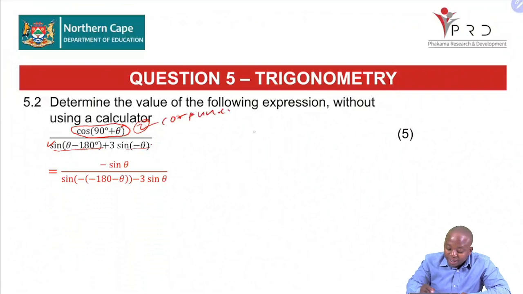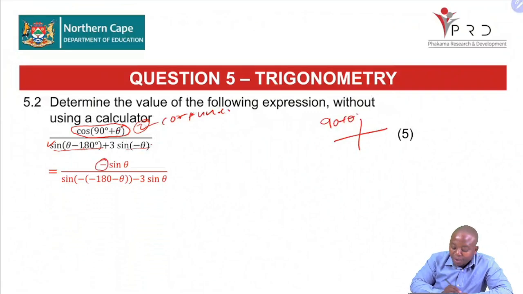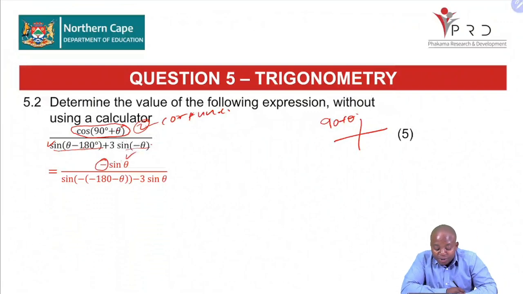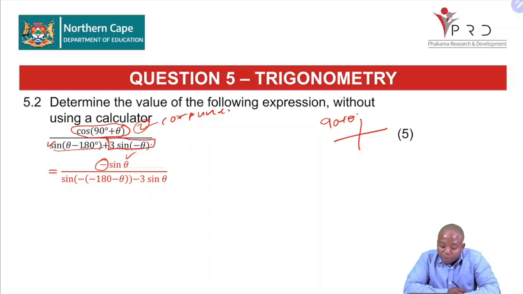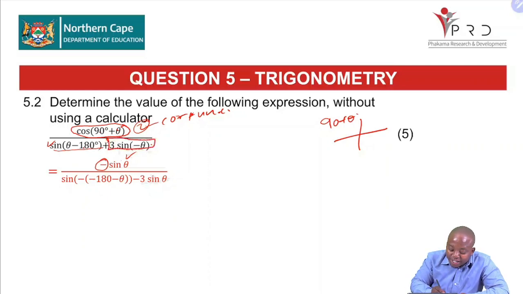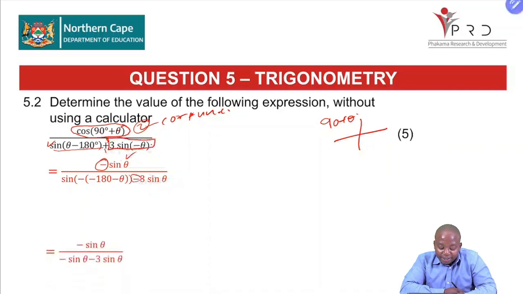So we know that 90 plus theta is here, and cos is negative. So we're going to have a negative sign because cos is negative and it's a co-function. Cos changes to sine theta, which is what we are having there. I'm going to just go straight to this one. Sine of a negative angle becomes negative sine. So that's why the sign changes to become negative right there.